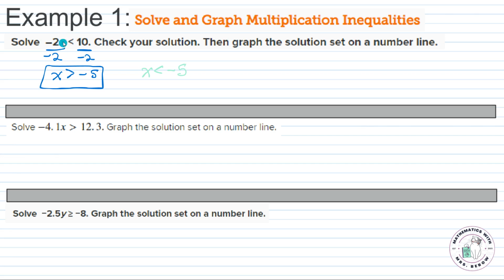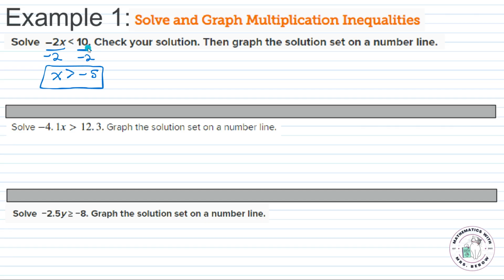Well, if I put -6 in here, -2 times -6, that is 12. 12 is not less than 10. So if we don't reverse our symbol, this, again, is producing a false statement. So make sure that you remember to reverse your symbol whenever you multiply or divide by a negative value.